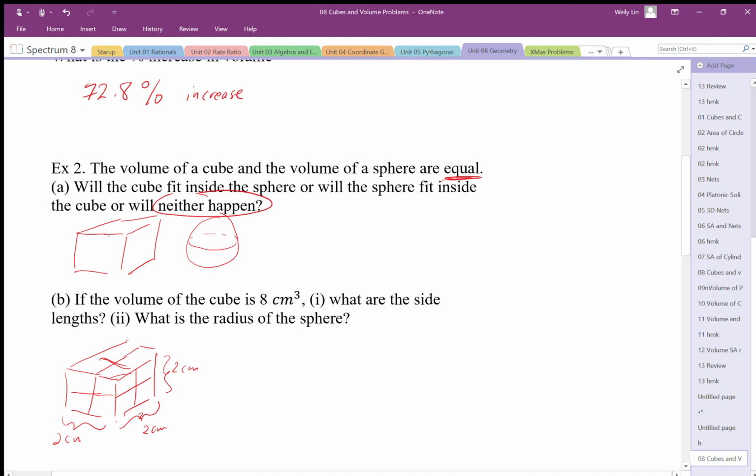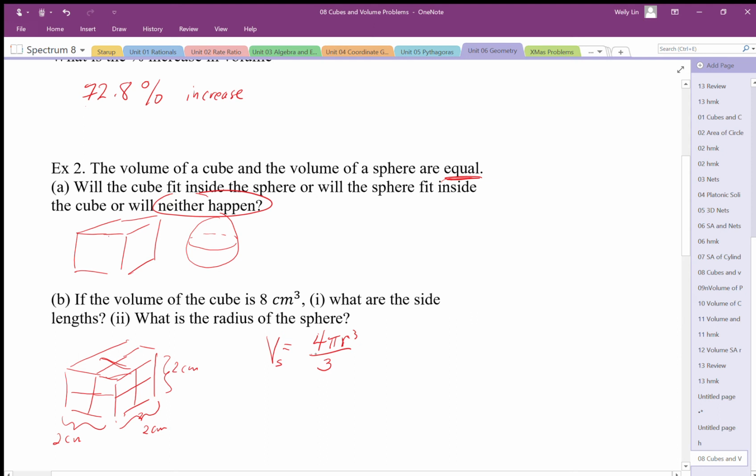So what's the radius of the sphere? Well, let's figure that out. We actually need to know the formula for the volume of the sphere. The volume of the sphere looks like this, and this is maybe the first time you would have seen it. It's 4 pi r cubed. We need cubes to make volume, and we're going to divide that by 3.